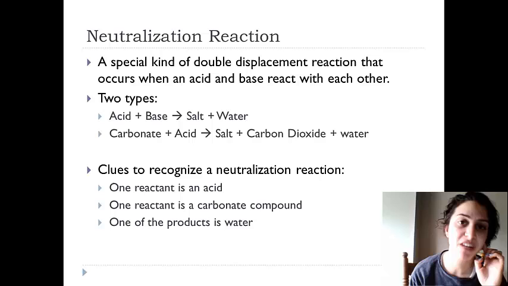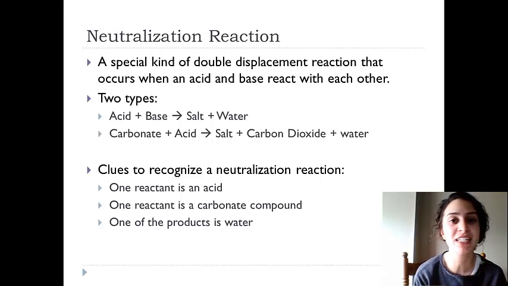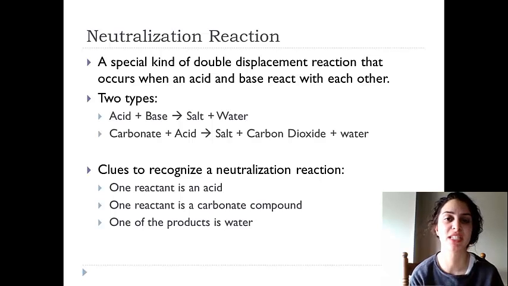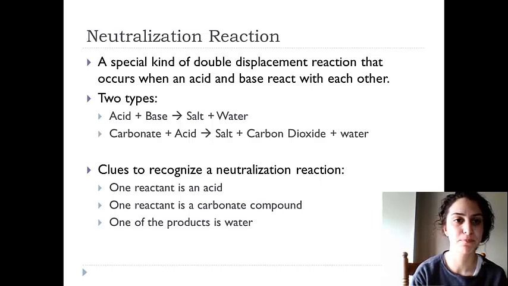Clues for you to identify whether a reaction is a neutralization reaction: one reactant is an acid, but just because a reactant is an acid doesn't always mean it's a neutralization reaction. It's just a clue that it may be one. Another clue is if you have a carbonate compound as a reactant. And another clue is if one of the products is water. So these are just some tips to remember in order to identify them.